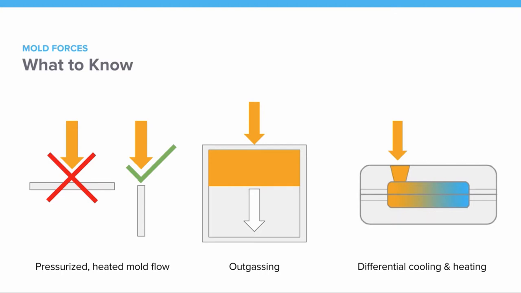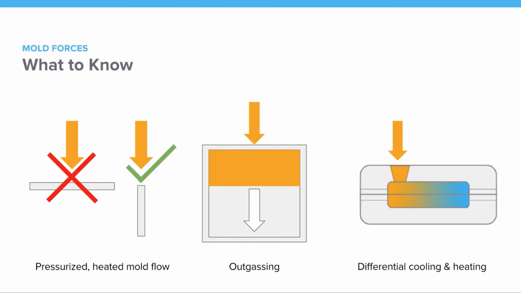Outgassing, this is something that I didn't even consider, but basically as the mold flow displaces the air within your mold, that air gets more and more compacted. As it gets more and more compacted, it gets hotter and hotter. So if you don't vent that air out, you'll either end up with burns on your plastic part or your mold, or you'll end up with bubbles in your part. So it's very critical to remember to include air vents.